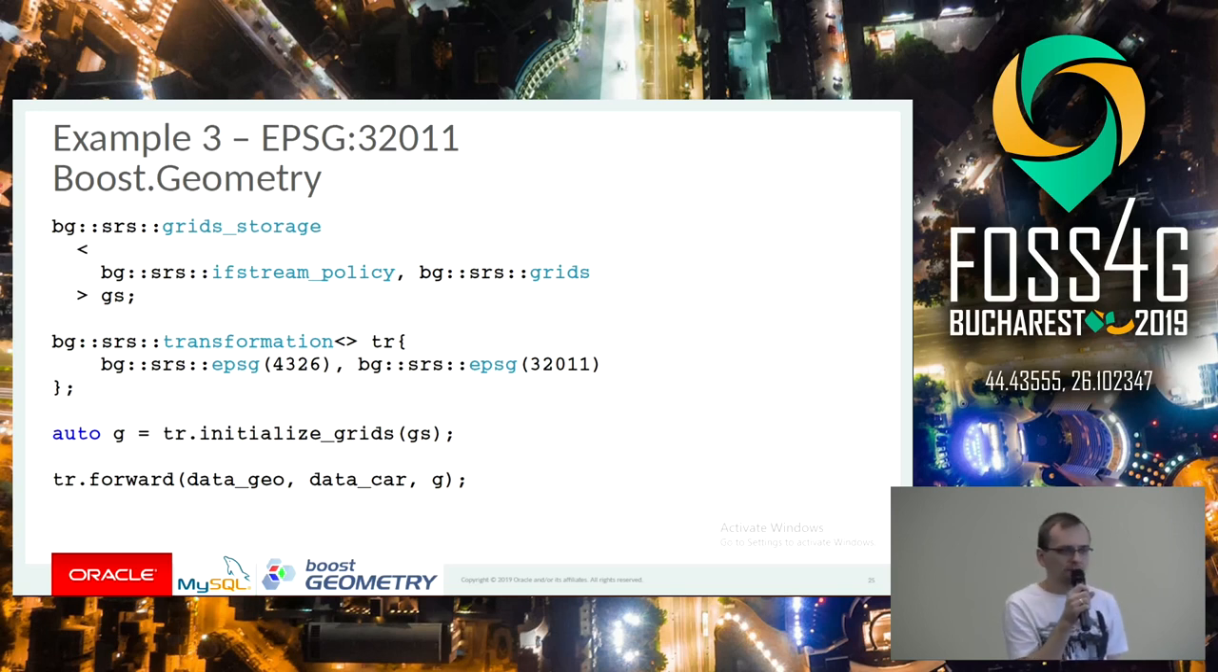And the second parameter tells the library how to synchronize the grids in case you want to do a transformation in multiple threads. The rest is the same. With this object, you also have control over where the grids are actually stored, how they are stored in memory, and where they are removed from memory, so where they are destroyed. So in order to use grids, you have to put this grid storage somewhere, then initialize grids for your specific projection, and pass the grids manually.